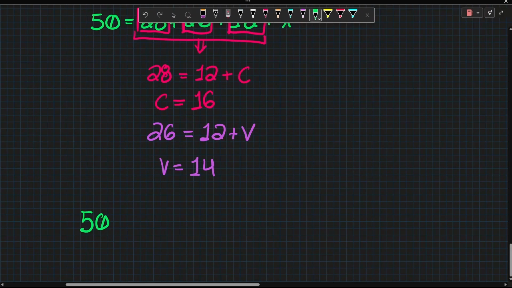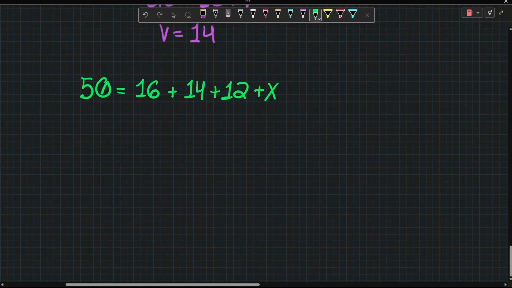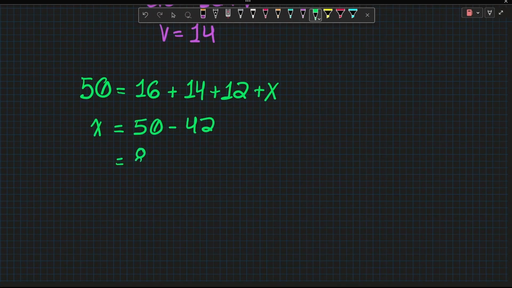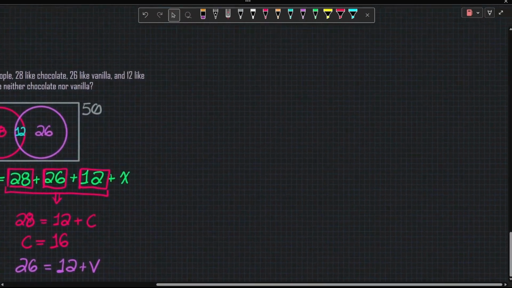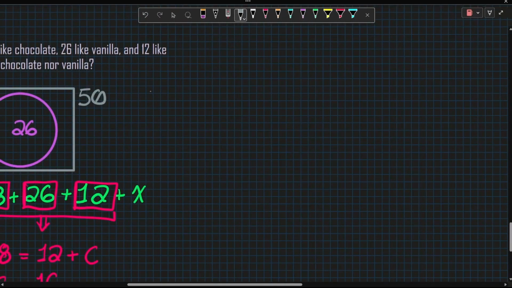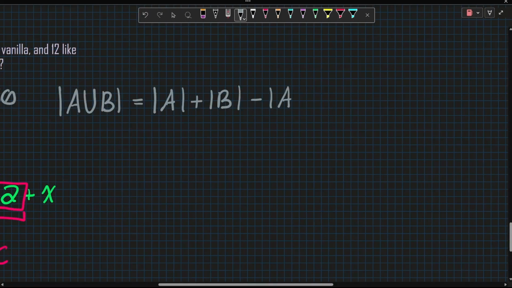We have 50 people, which are made of 16 people who only like chocolate, people who only like vanilla, and people who like both, plus these unknown weird people. Now let's see if we can isolate for X, which is equal to 8 people, and yeah, I think that makes sense. Now this is sort of an intuitive way to do it, but a more formulaic way of doing it is that you consider all people within both universes, and this will be equal to the individual sets A and B minus everything that's not within A and B.